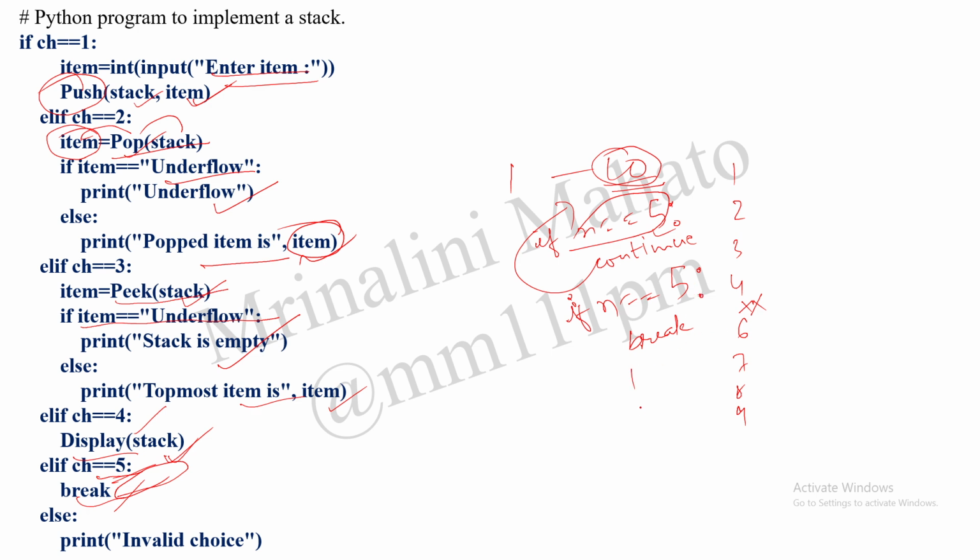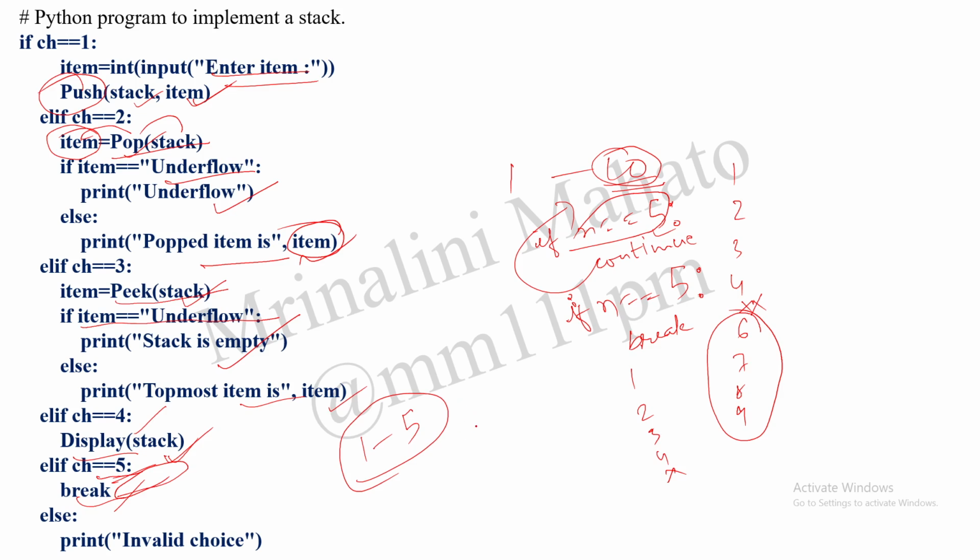Break, if you write it, then 1, 2, 3, 4, 5 matching, accept. Okay, it will not continue. Understood? So this is the difference between break and continue. So break means exit. Here the choice is given from 1 to 5, and you will give it.